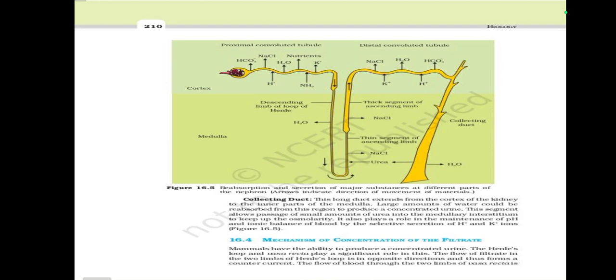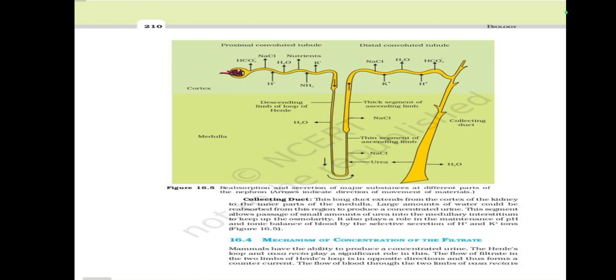Collecting duct. This long duct extends from the cortex of the kidney to the inner parts of the medulla. Large amounts of water could be reabsorbed from this region to produce a concentrated urine. This segment allows passage of small amounts of urea into the medullary interstitium to keep up the osmolarity. It also plays a role in the maintenance of pH and ionic balance of blood by the selective secretion of H positive and potassium ions.